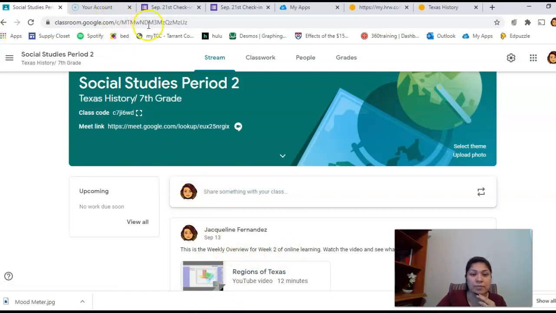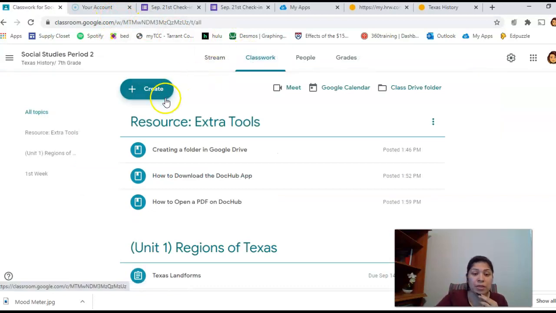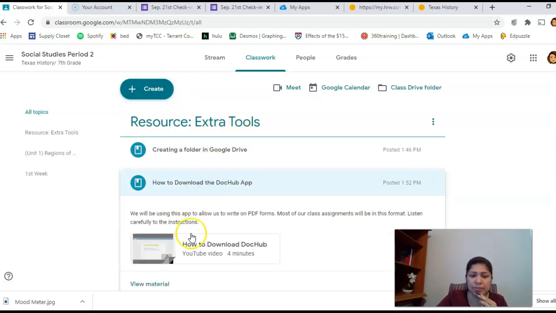After that, you're going to go to Classwork. You'll notice how you have the Resource tab. These are extra tools for you to use. Let's say you need help downloading DocHub. Here's a video of me explaining how to download this app. Remember, we're going to be using DocHub to open up PDF files, such as your assignment that I posted. That would be under DocHub.